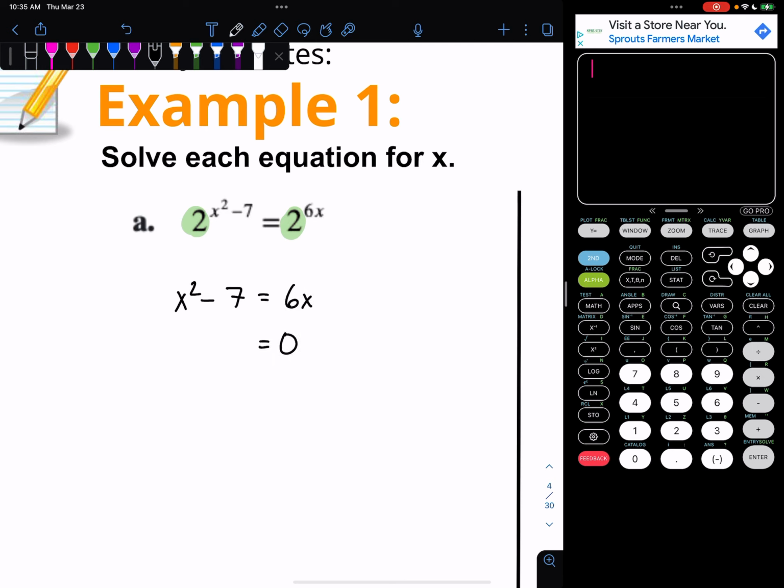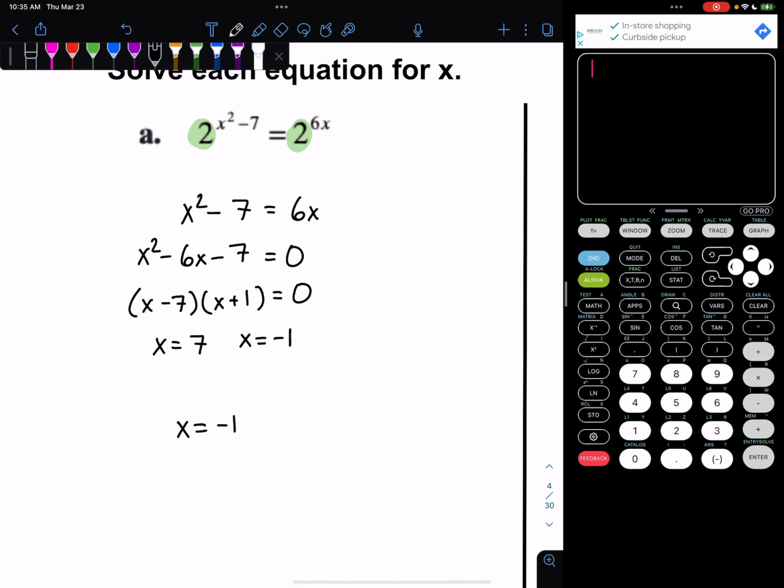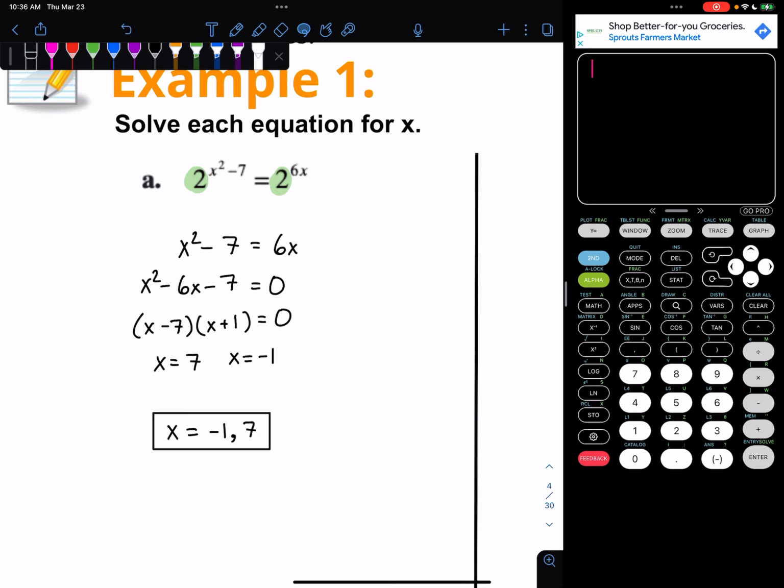Going to move everything over to one side. And now you're going to solve for x. So we're going to have to factor. You're going to get 7 and 1, minus and plus. So x equals 7, x equals -1. -1, comma 7. So there's my 2 answers. I got them. Okay, and make sure I got these. All right, cool.